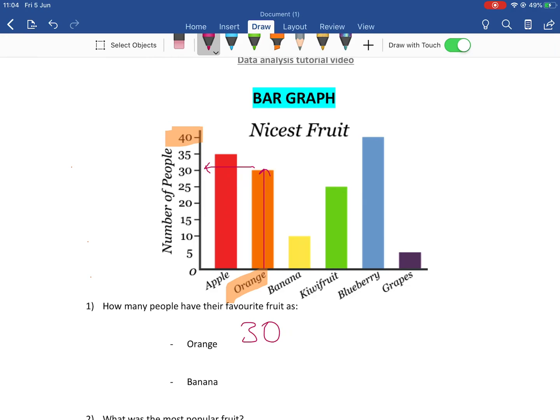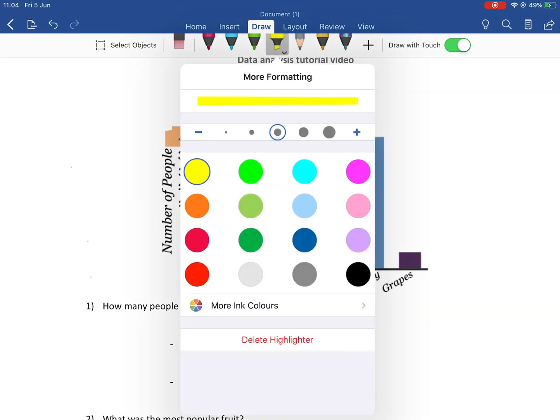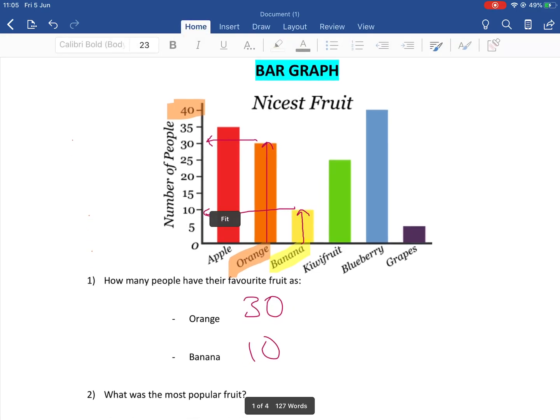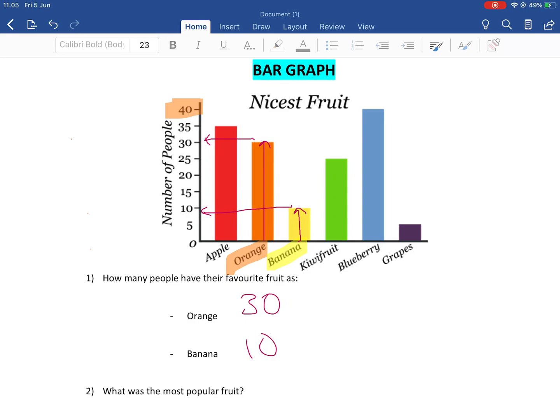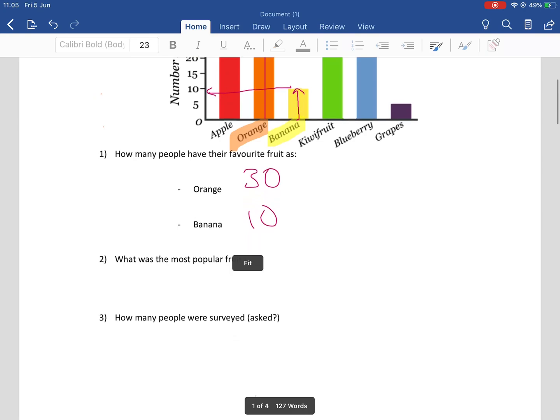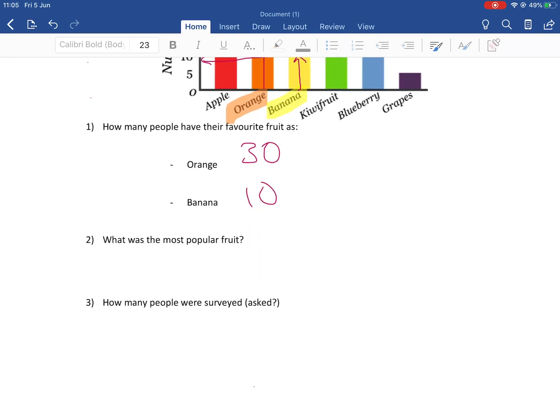Similarly for the next one, it's saying banana, so we're going to find where banana is on our x-axis. We're going to go right up that bar till we get to the top, and then we're going to go along to the side, and you'll find it is at 10. Now your graphs will have lines behind it, so it's going to be much easier to read along than my blank graph, which will help you quite a lot. So you'll notice with your bar graph, your first questions are usually always like this. It will just ask you to say basically how big is one of the bars based on whatever the question's asking.